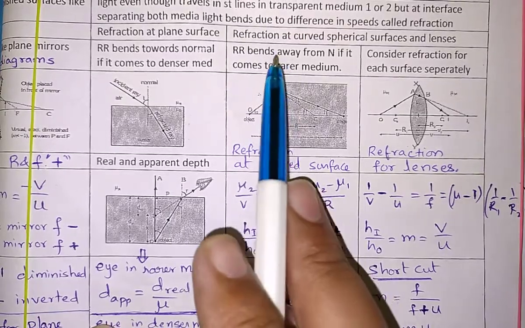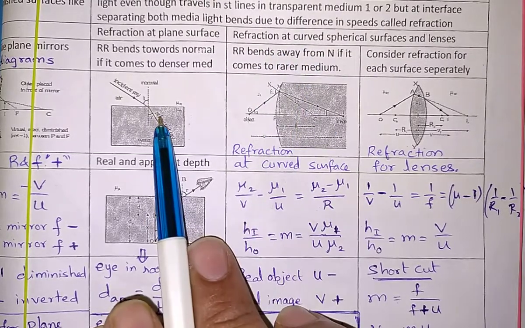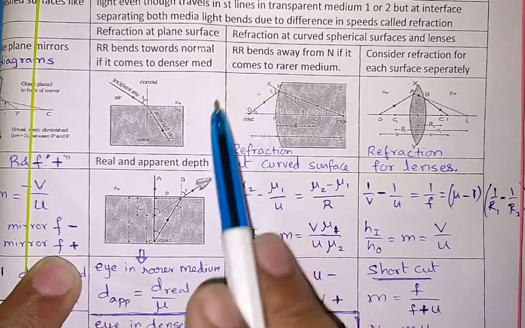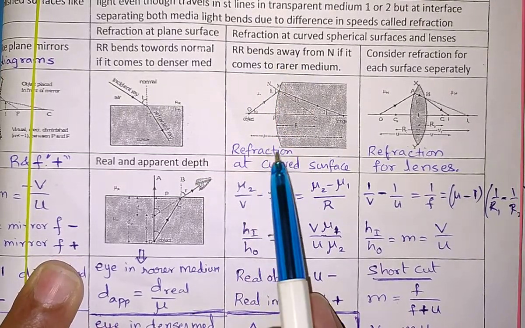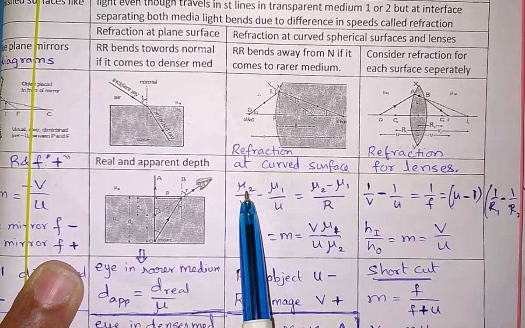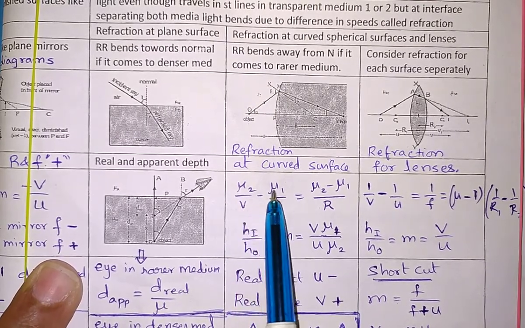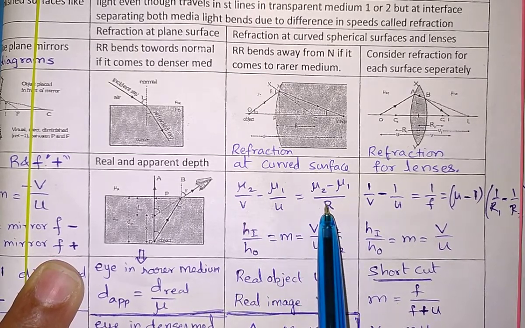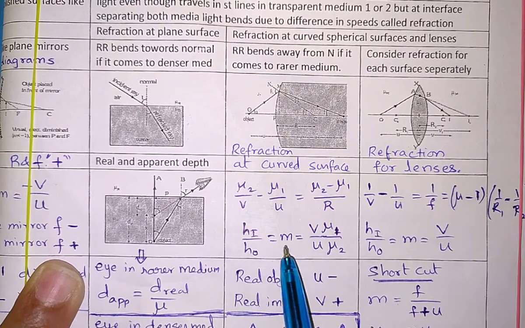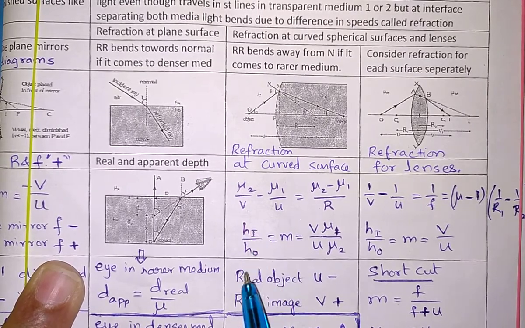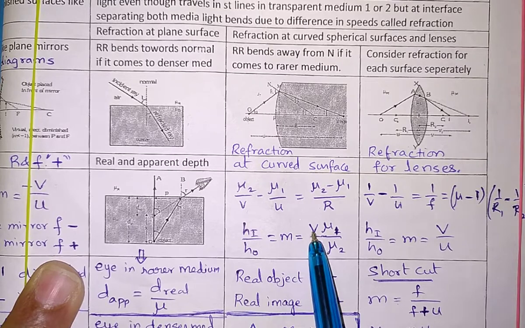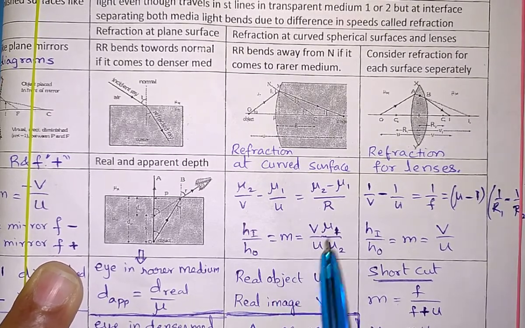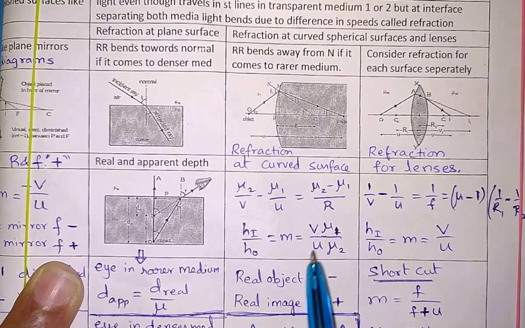Now comes refraction at curved surface. For plane surfaces, we have prism, glass slab, real depth, apparent depth. In case of a curved surface, mu2 by v minus mu1 by u is equal to (mu2 minus mu1) by R, where mu2 is the refractive index of the second medium, v the image distance, mu1 the refractive index of the first medium, u the object distance, and R the radius of curvature. This formula holds true. Magnification, as we defined previously, height of image by height of object, is v mu1 by u mu2. Again, we are not deriving it, we are learning it by heart.